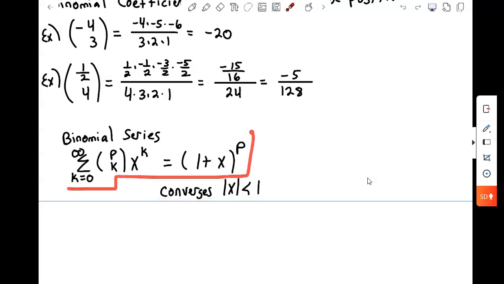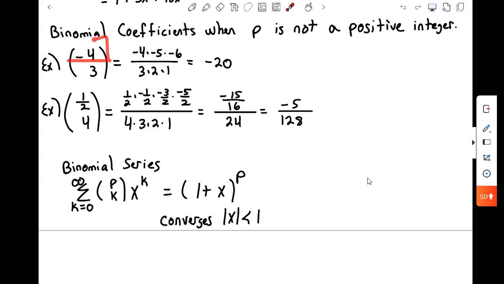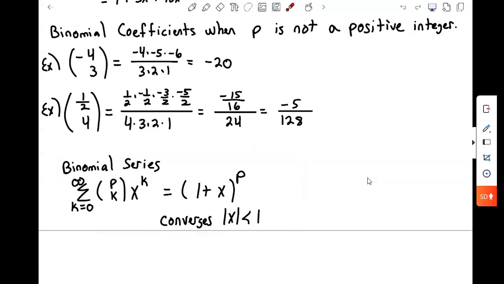This will turn out to be a convergent series, and it will actually converge to 1 plus x to the p, where p now, again, does not need to be a positive integer. It could be, as we saw in the first example, a negative integer, like -4, or it could be a fraction, like 1/2 here. Okay. That's known as the binomial series. We're going to look at an example or two with the binomial series here in just a moment.